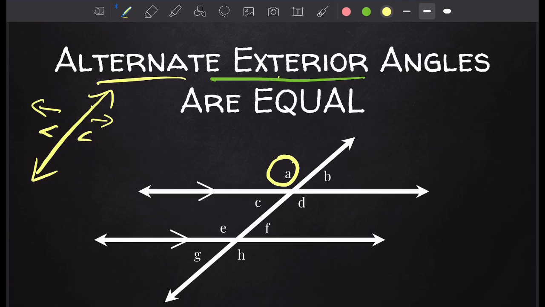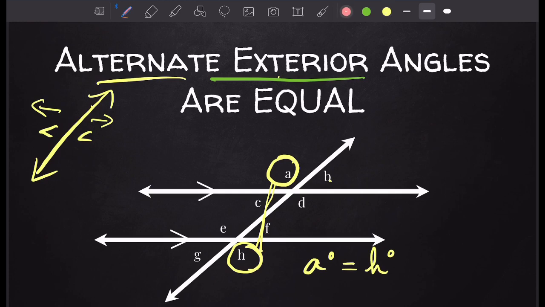Angle A is at the left side. Okay? So, what would be an alternate exterior angle? So, angle A is on the left side and across is H. Okay? Do not get the one beside it. That's a different kind of angle. Okay? So, it needs to be on the left side and the partner angle would be on the right side across. Okay? So the measurement of A is equal to the measurement of H.